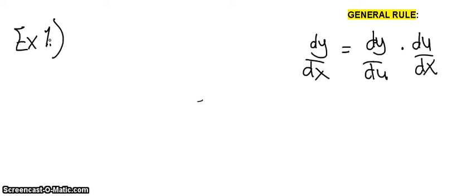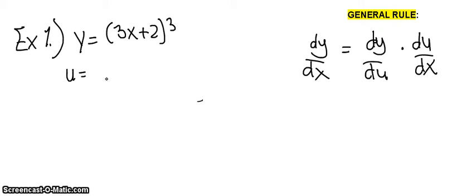Example 1. Let's say the function is given by 3x plus 2 cubed. We will remove a piece of this function momentarily and refer to it as u. U can be found in parentheses, in a square root, and in a power. In this circumstance, u will be known as 3x plus 2.